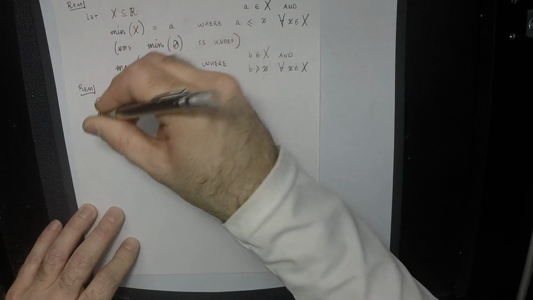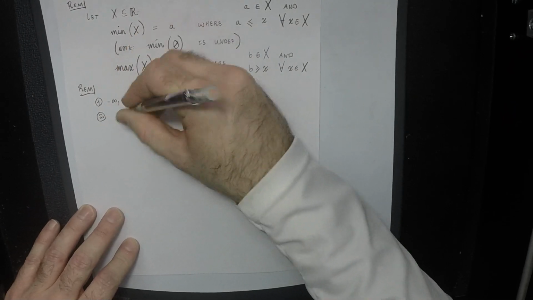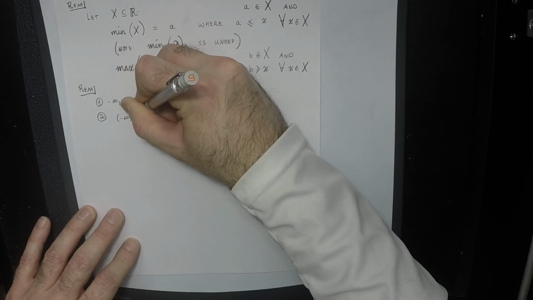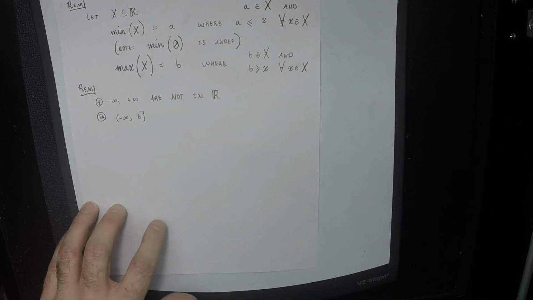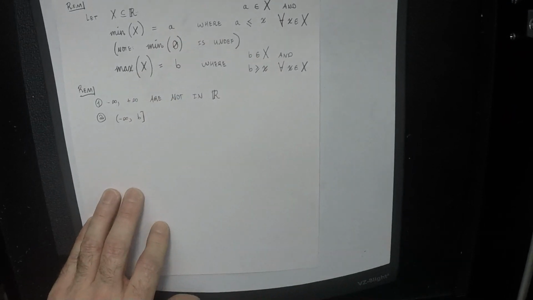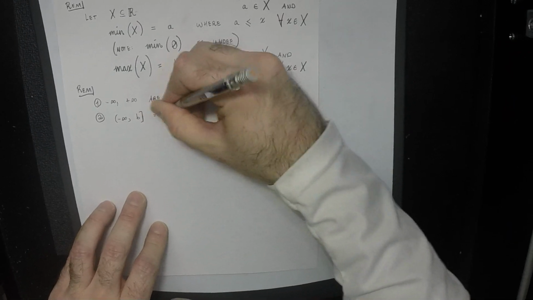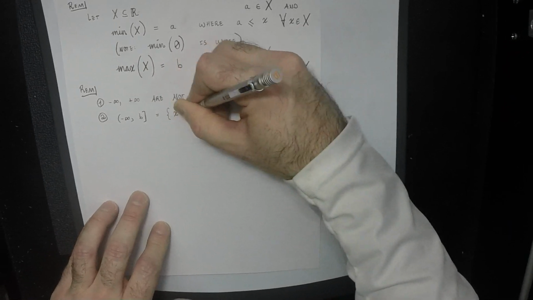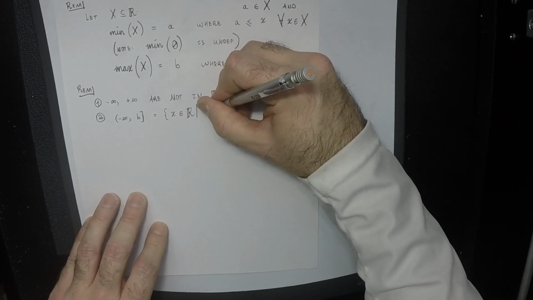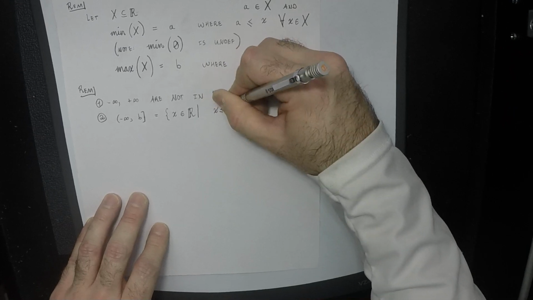So, this is another way to write an interval, so negative infinity to b, for example. So this is an interval. It means what? Means everything less than. Very good. A set of all x in the reals such that x is less or equal to b.